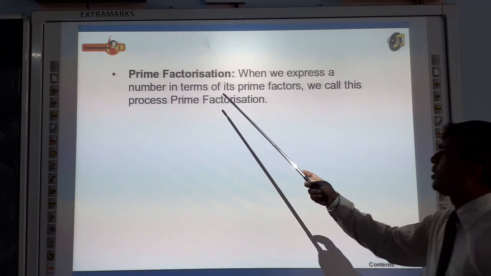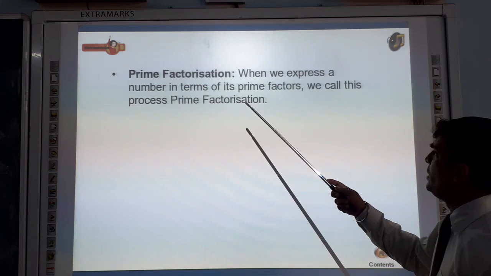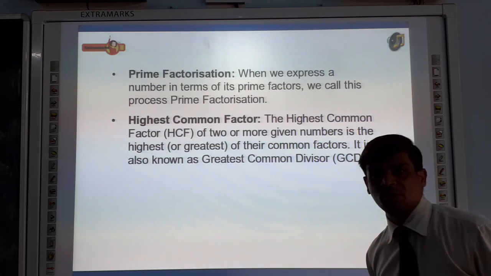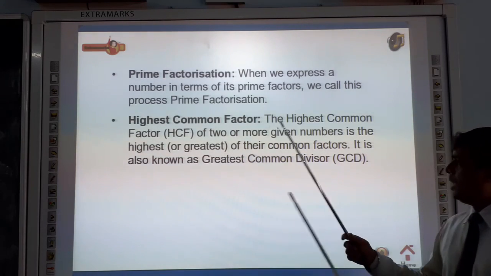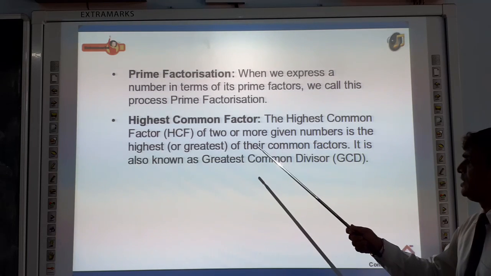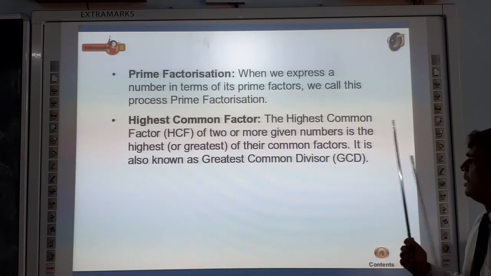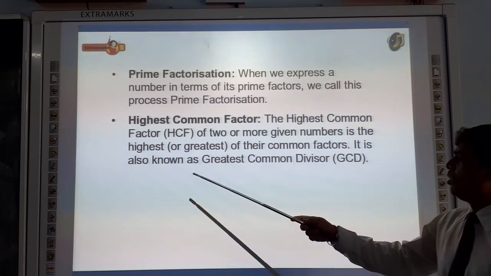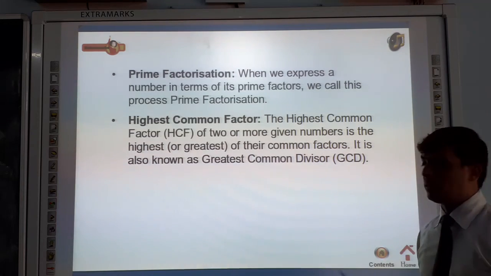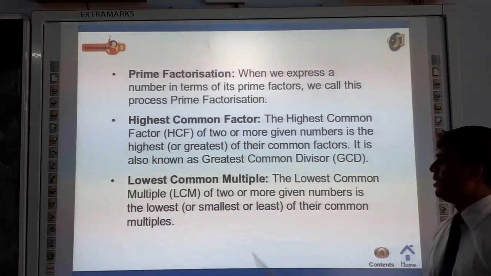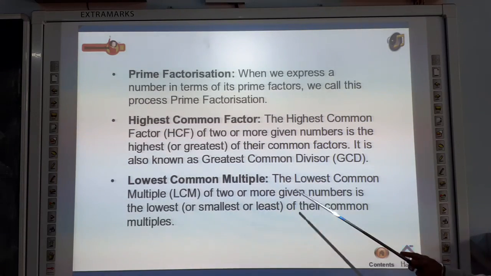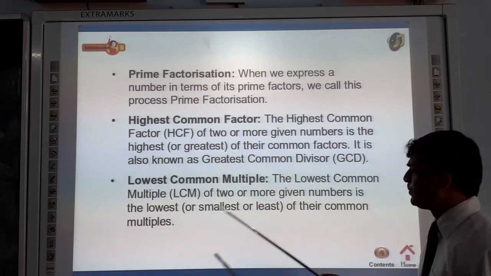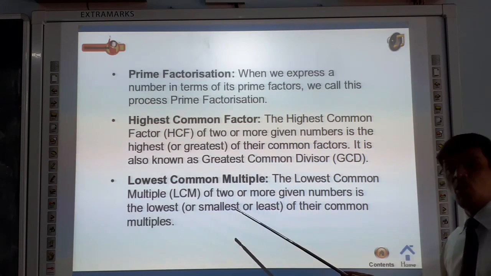Now next, prime factorization. When we express a number in terms of its prime factors, we call this process prime factorization. Highest common factor. The highest common factor, HCF, of 2 or more given numbers is the highest or greatest of their common factors. It is also known as greatest common divisor. Now next, lowest common multiple, LCM. The lowest common multiple of two or more given numbers is the lowest of their common multiples, the smallest or least number.